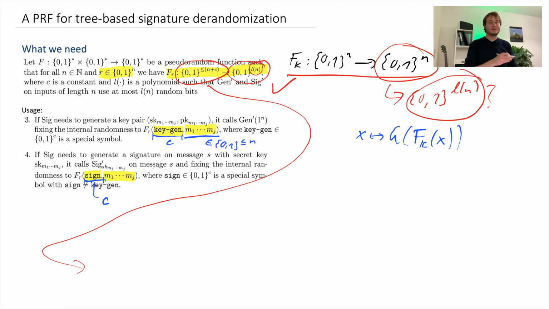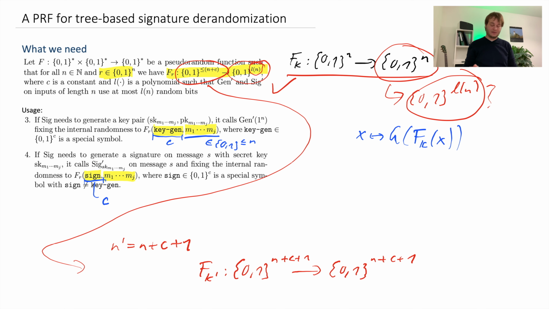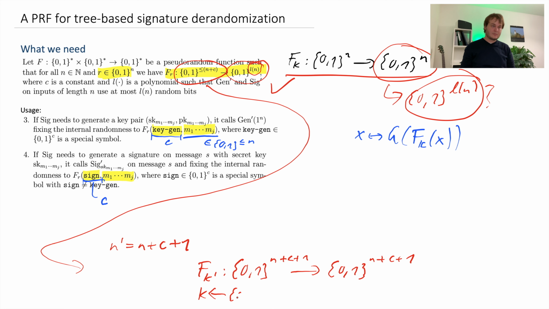There are also a lot of solutions here. The easiest that I could come up with is essentially we just replace the security parameter with this n plus c plus 1 so that we get a PRF like this. So we'll just artificially inflate the security parameter a little bit.